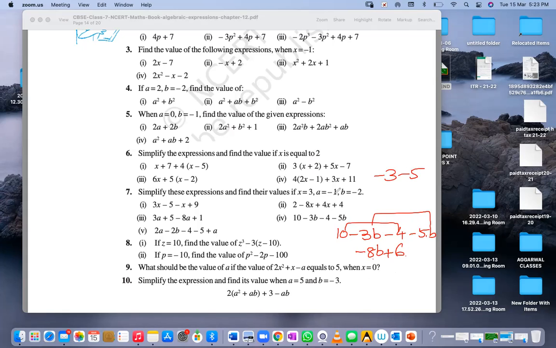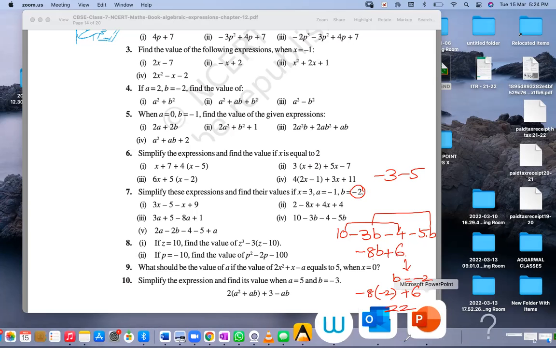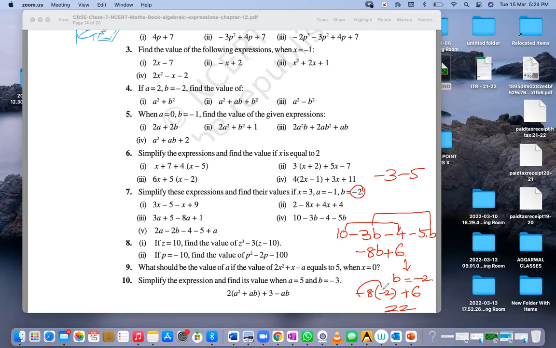Now what do they say? If b is -2, find the value of this expression. So put b equal to -2 in this sum. -8 into -2 plus 6. Tell me the result. So minus 16 plus 6. Positive 16 and plus 6.